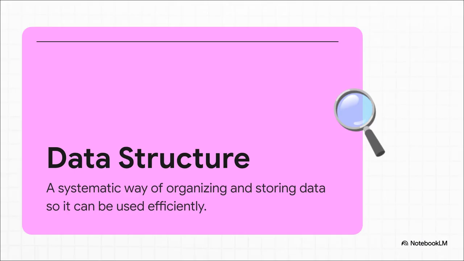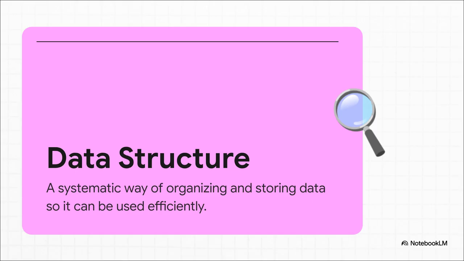At its core, a data structure is just a systematic way of organizing and storing data so it can be accessed and used efficiently. By giving your data a specific, logical layout, you're massively reducing the time it takes to do things like search, sort, insert, or delete information. You're not just throwing data into a pile, you're actually structuring it with an interface and an implementation that dictates exactly how it behaves.